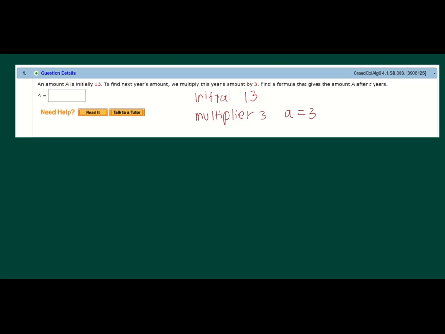And that little a that I'm referring to is from the general form of the exponential function, which is A equals P a raised to the t power, where the capital A is this amount that they're referring to. It's some sort of function name. P is always the initial value of the amount, so the initial amount.